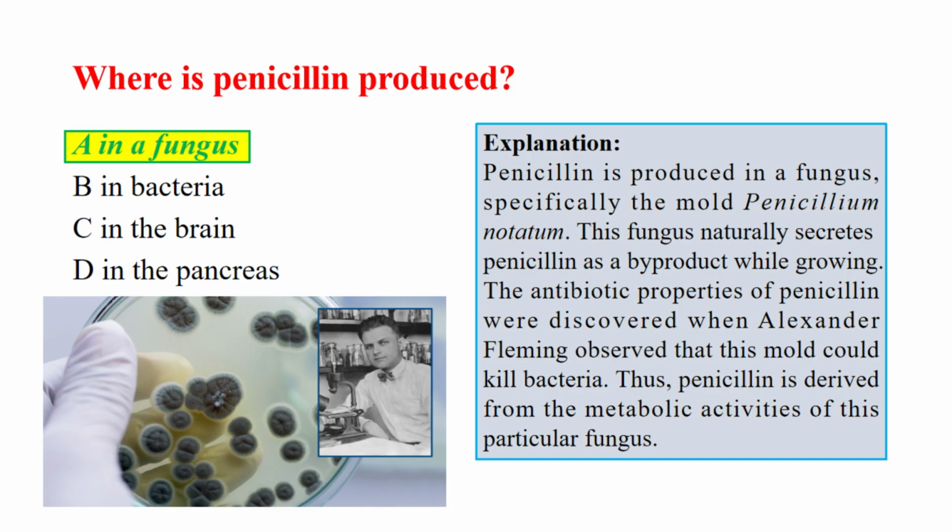Option D, in the pancreas. The pancreas is vital for digestion and blood sugar regulation, but it does not produce penicillin. Its role is entirely different from the production of antibiotics. So, to recap, penicillin is made by the fungus Penicillium notatum, not by bacteria, the brain, or the pancreas.